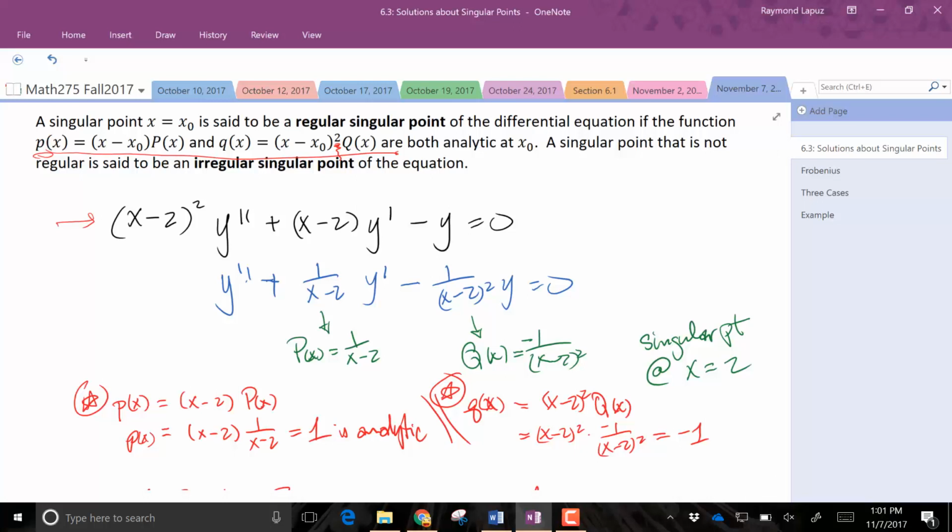Okay, so we're going to create a power series around the singular point, but now because it's not an ordinary point, we have to be a little bit more careful, and we'll uncover some theorems. Okay, any questions? Yeah.